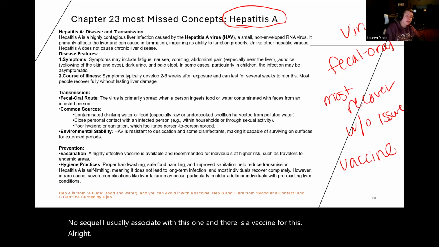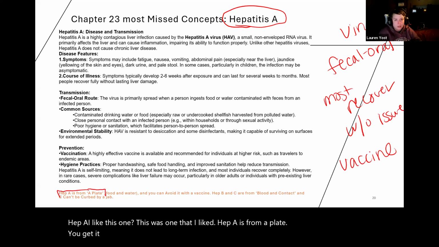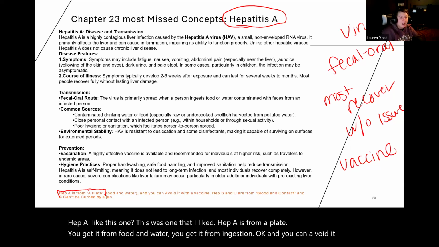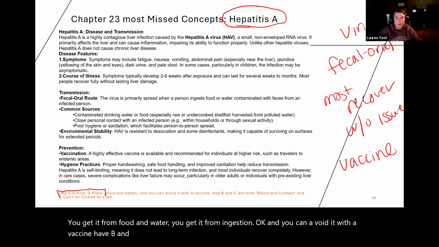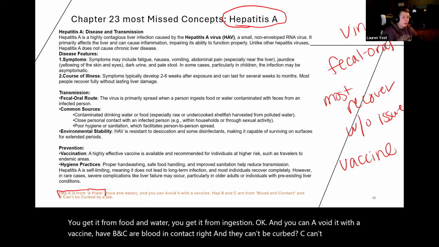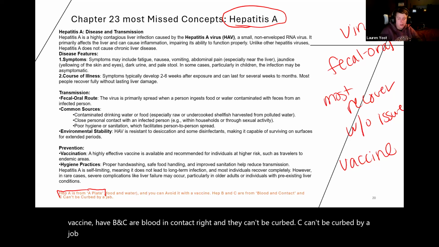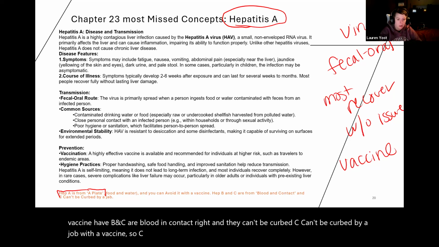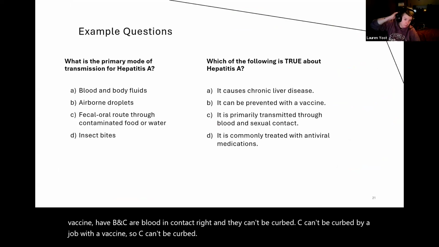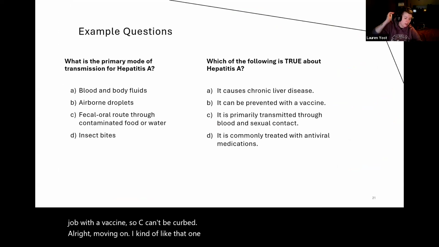All right. Hep A, okay, I like this one. This was one that I liked. Hep A is from a plate. You get it from food and water. You get it from ingestion. And you can avoid it with a vaccine. Hep B and C are blood and contact, right? And C can't be curbed by a jab with a vaccine. All right, moving on. I kind of like that one. That wasn't the worst one that I have on there.